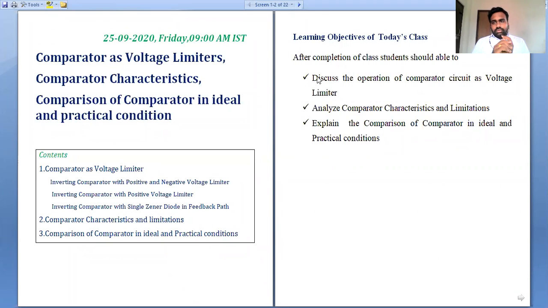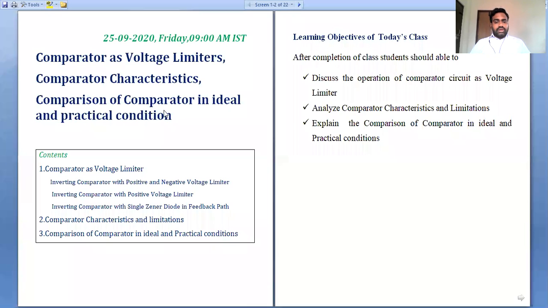In today's discussion, we will discuss the comparator as a voltage limiter. Voltage limiter means a circuit whose output voltage is independent of input voltage. That is a specific inline definition. So how does the comparator act as a voltage limiter, what are the various classifications, and what are the basic circuits and analysis, that we will see.